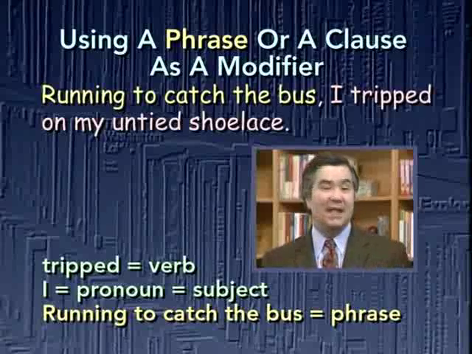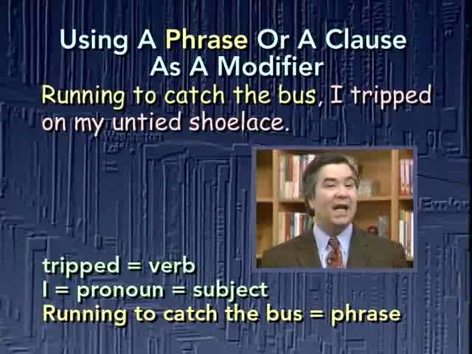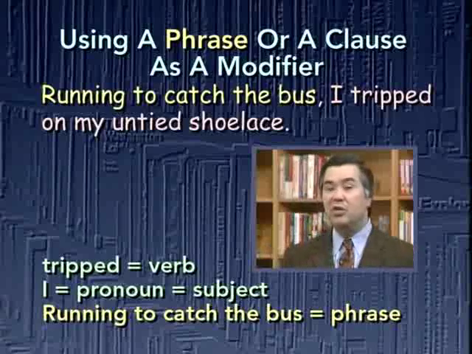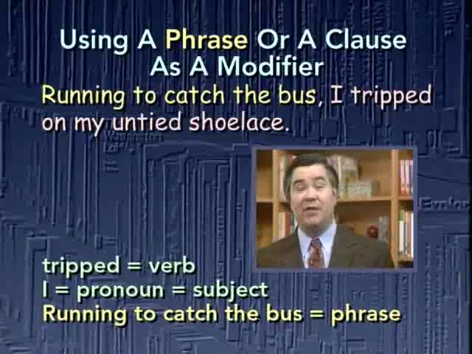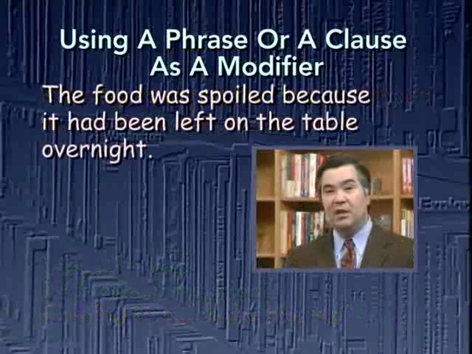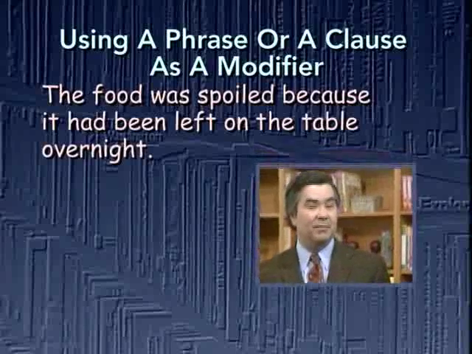Very often, when a sentence begins with a group of words like this, set off by a comma, it's acting as a modifier. And as we'll see in a moment, it should be near to or next to whatever it's modifying. Take a look at this sentence for a somewhat different example. The food was spoiled because it had been left on the table overnight.